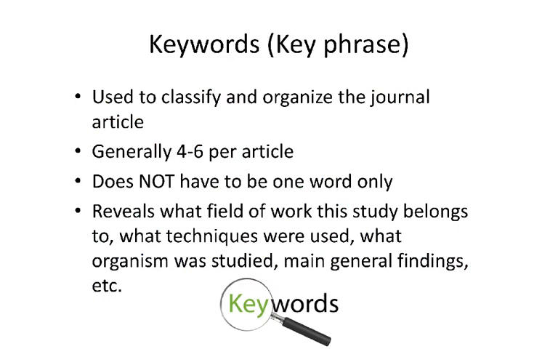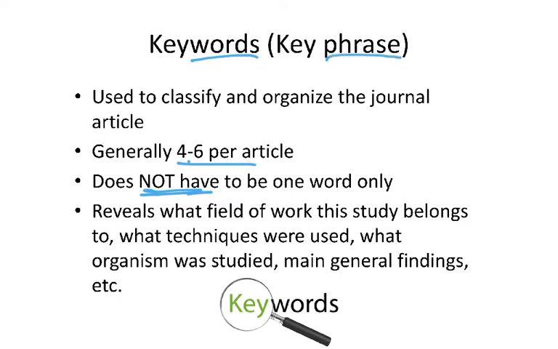Okay, now after talking about the abstract, we're going to talk about the keywords or key phrases. So these are used to classify and organize the journal article. So it gives information about the article. So generally there are 4 or 6 keywords per article. Contrary to the name keywords, it doesn't actually have to be one word. So that's why sometimes they're called key phrases.